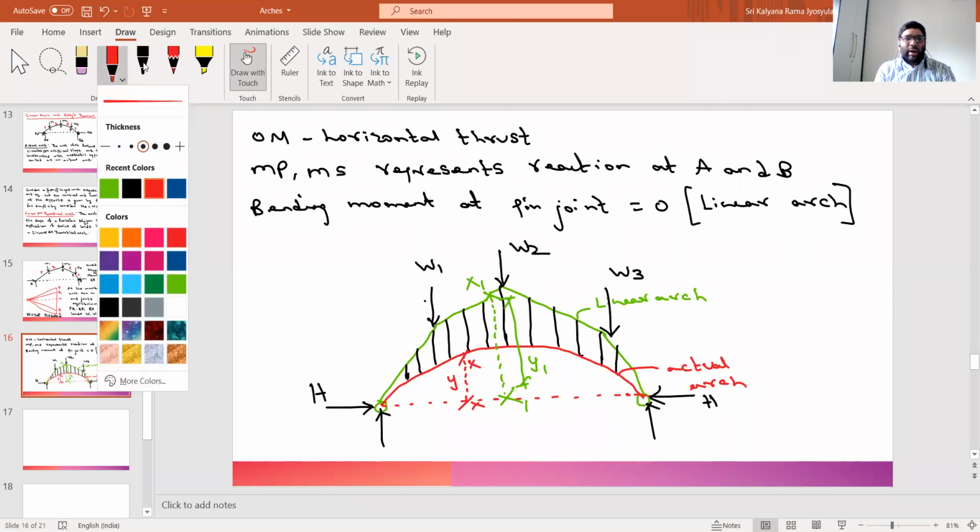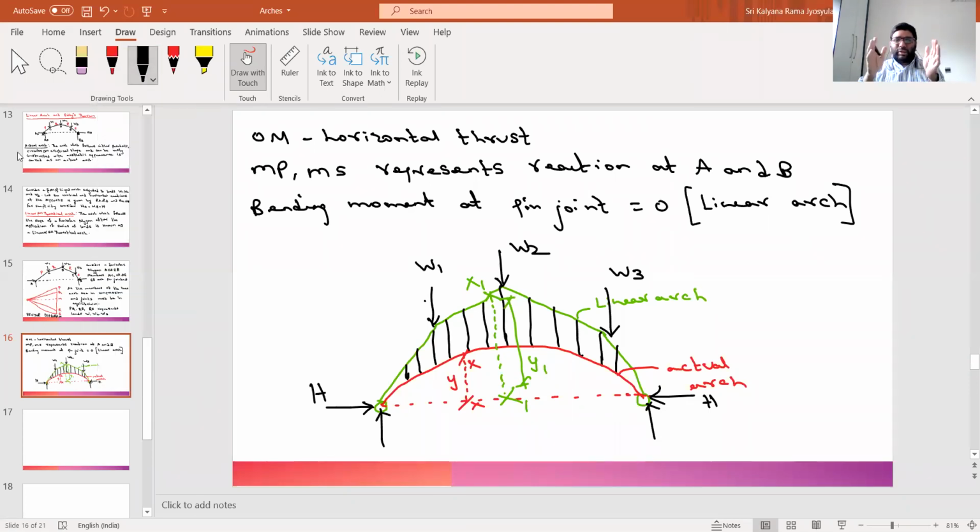Now, till this point, I'll try to recall what all we have done. We have considered an actual arch and we have considered a theoretical arch. In the theoretical arch, we have divided the entire arch into different portions, considering it as a funicular polygon. So when we say funicular polygon, what does that mean? It looks like a polygon. Wherever there is a load, it is divided into each and every portion. And each and every joint where the load is applied is actually a pin joint. So at that joint, the bending moment will be 0.